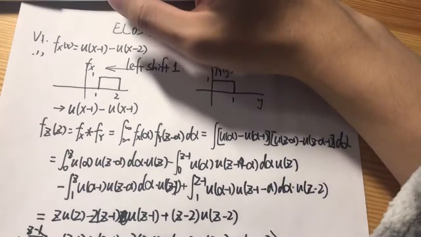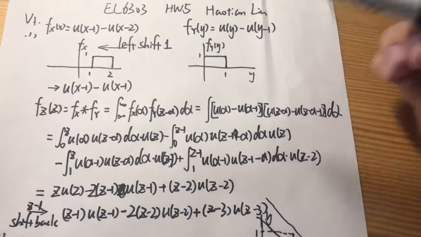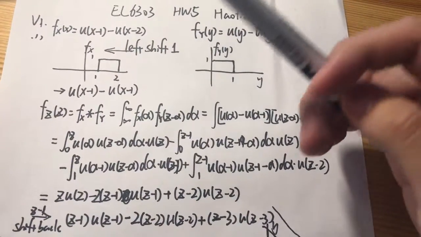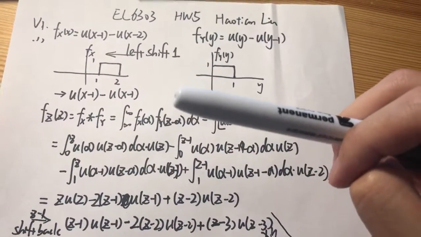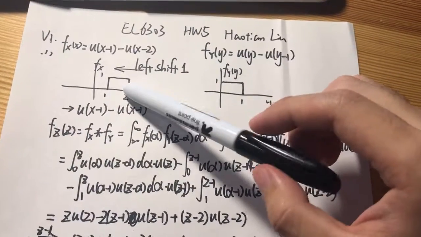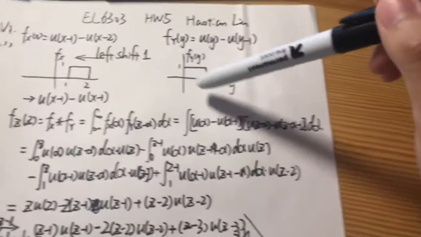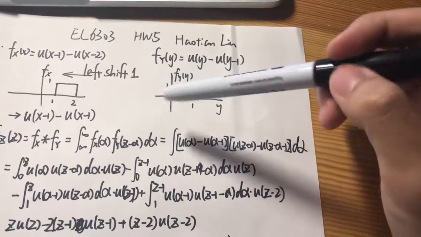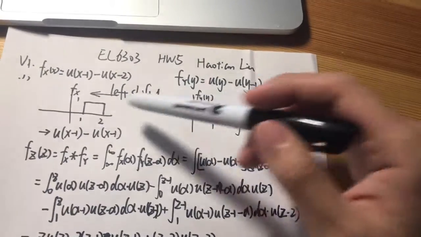In the first question, we need to compute the density function of Z by the convolution method. This is the original figure of the density function of X, and this is the figure of the density function of Y.